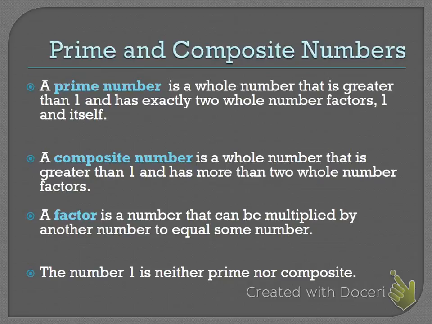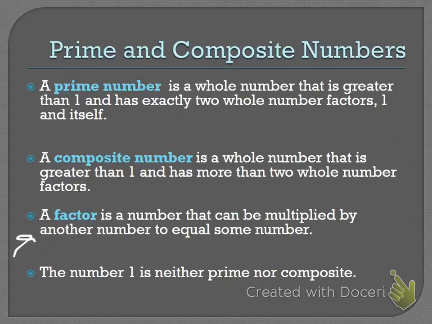Okay, let's talk about factor first. A factor is a number that can be multiplied by another number to equal some number. What does that mean? It means that it can go evenly into some number. So let's talk about 10. The number 10. Well, what numbers can evenly go into 10? 2, 5, 1, and 10. Those numbers are factors of the number 10 because they're evenly divisible.